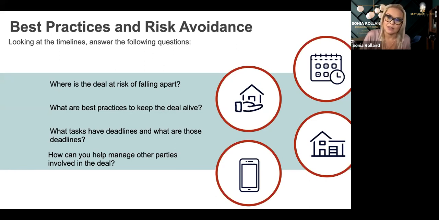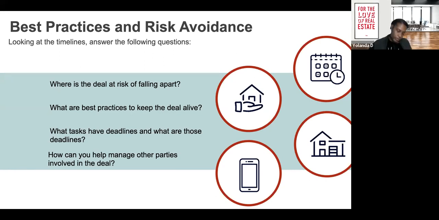So definitely know all of the contingencies, death. Sometimes people die in the middle of transactions, and that really complicates things.